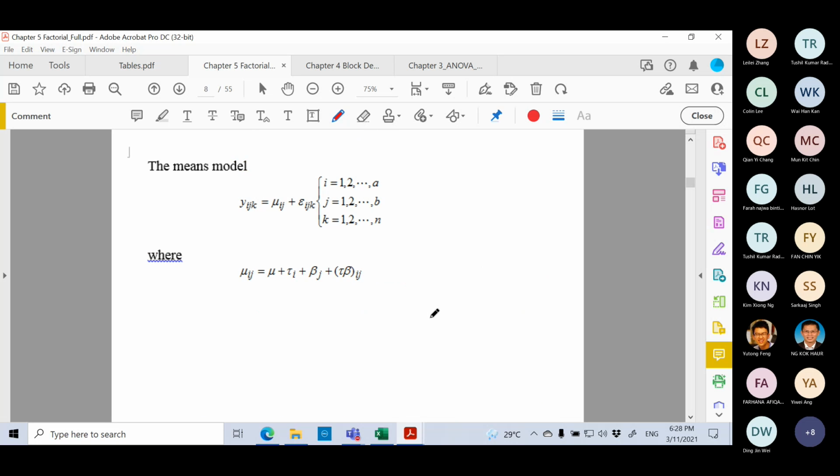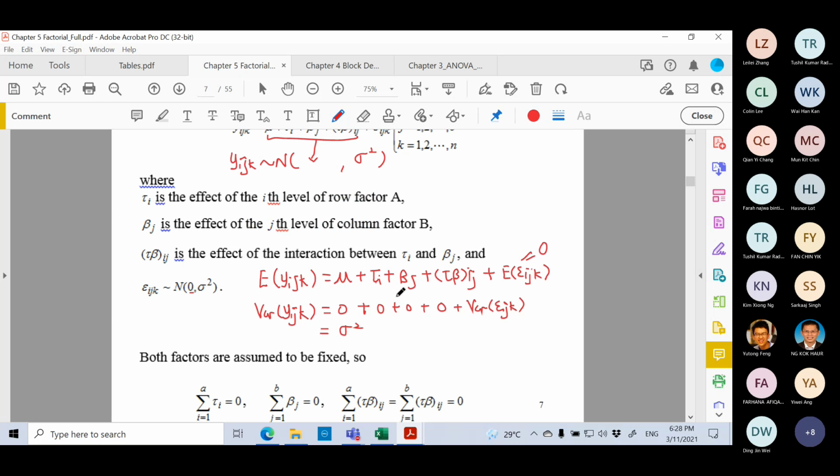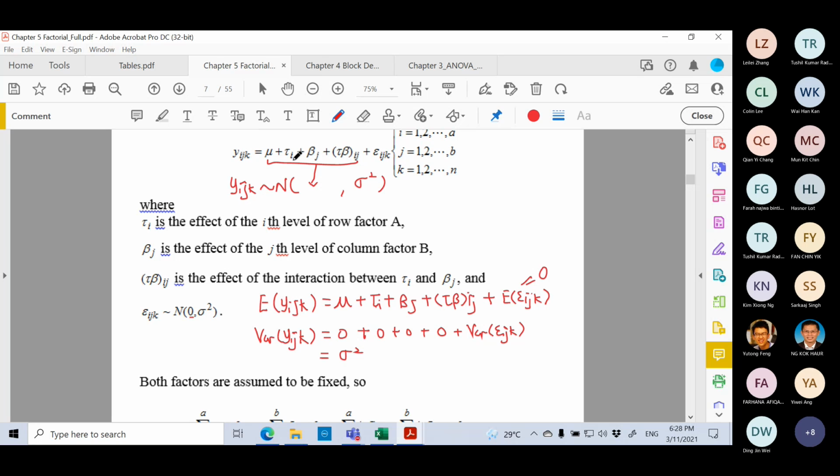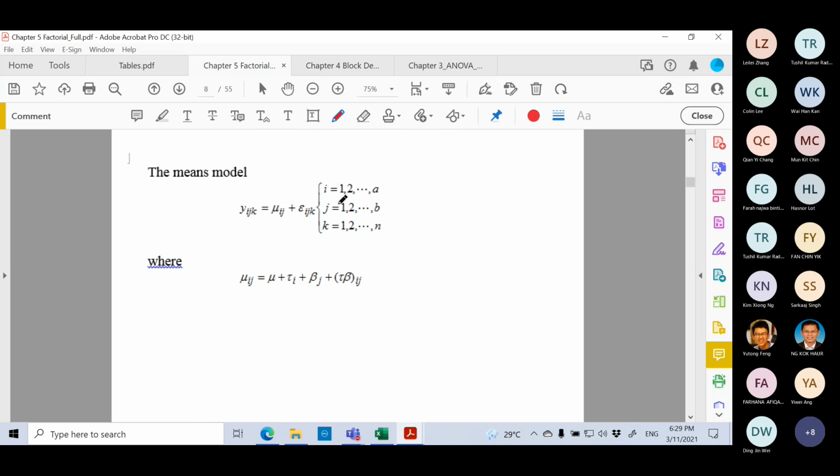So for the factorial design, instead of writing out what we have before, mu plus tau i plus beta j and the tau beta ij, we can group the whole thing together and it becomes the mean. Okay, we can group them as a mean here, where the mu ij is given by this one. So this thing is the other representation of the model only.